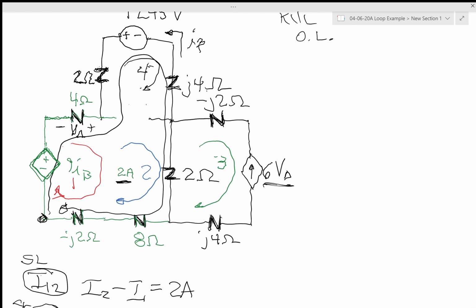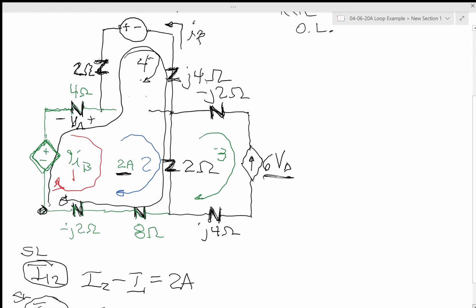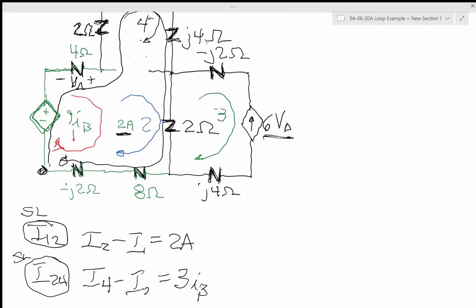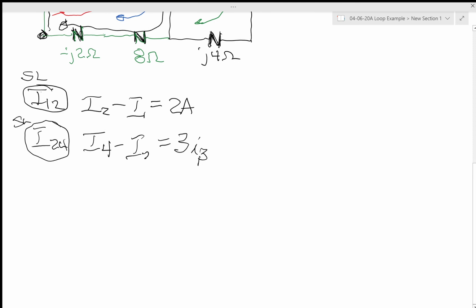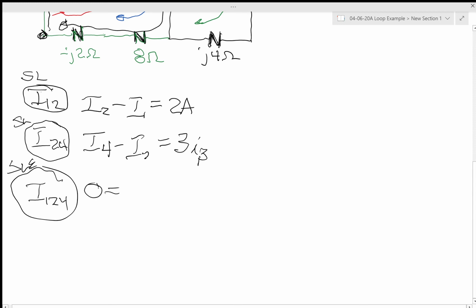So how do I do that? Again, you're writing loop equations in terms of KVL and Ohm's law. So here is the I124 super loop equation. So this is going to be 0 equals, okay, first sign I come to on that voltage source is 9Iβ, minus 9Iβ, go on up, plus 4 ohms times I1. Keep on going around my loop. This is going to be plus 2 ohms times I4.